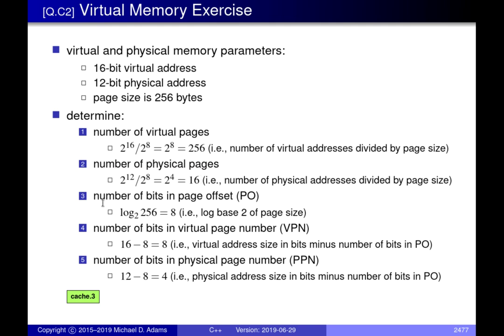If we want to find the number of bits in the page offset, this is simply going to be log base 2 of the page size, which is 256, which gives us 8. If we want to know the number of bits in the virtual page number, what we do is we take the total number of bits in the virtual address, which is 16, and we subtract the ones that are used for the page offset, which is 8, which leaves us with 8 bits. And if we want to find the number of bits in the physical page number, we take the total number of bits in a physical address, which is 12, and we subtract the number of bits which are used for the page offset, which is 8, which gives us 4.